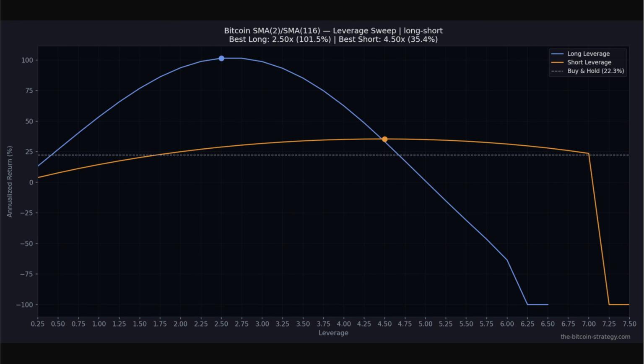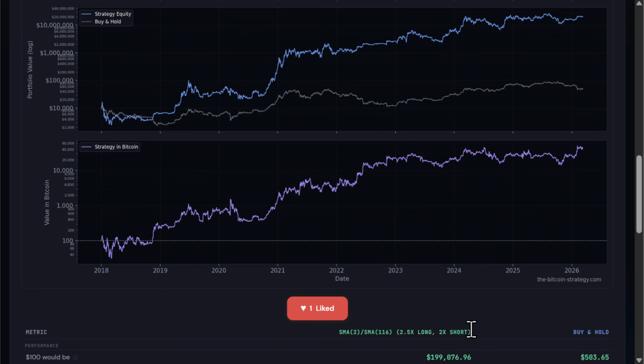Then we try to figure out what's the ideal leverage. For the long position, that's 2.5x. For the short position, that's 4.5x. But if we are a bit more conservative with our short, we reduce the volatility as well. That's then how the portfolio measured in Bitcoin goes up over time.